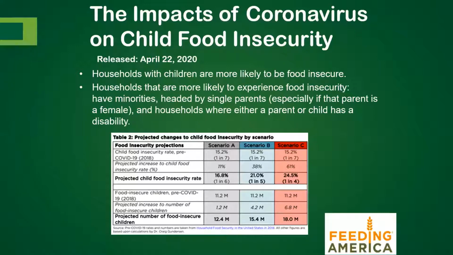And I also wanted to look at child food insecurity. One thing to note is that households with children are more likely to be food insecure, and this is even before you put the pandemic into perspective. Households that are more likely to experience food insecurity are those that have minorities, are headed by single parents, especially if that parent is female, and households where either the parent or the child has a disability. Again, focusing on scenario C because that's the one we're closest to, it predicts that 1 in 4 children across the nation will experience food insecurity because of this pandemic.